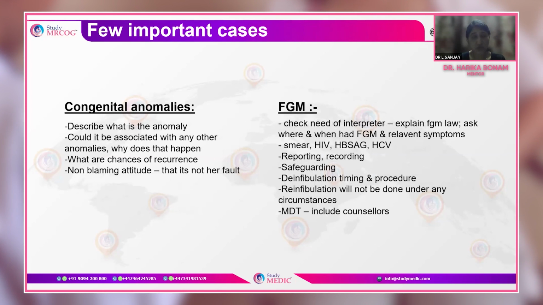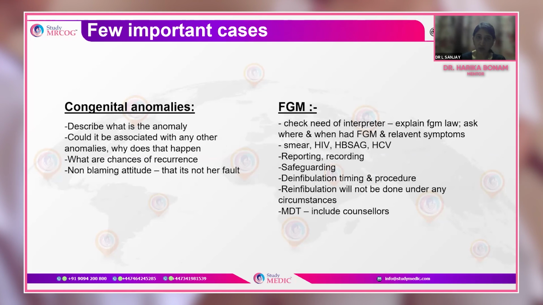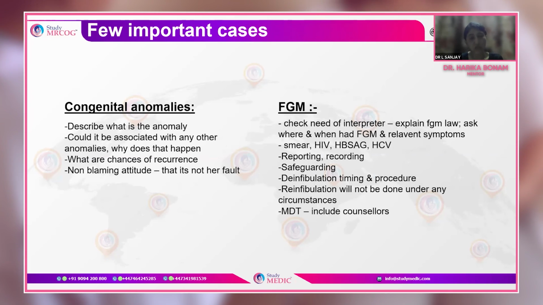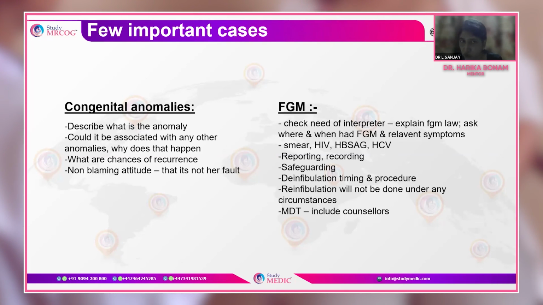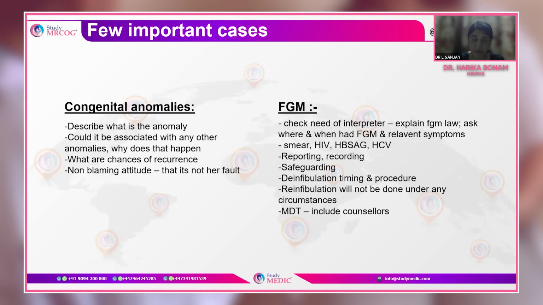Then it comes to congenital anomalies. Usually they give you either a congenital anomaly or a soft marker like an intracardiac echogenic focus or an echogenic bowel or something like that. Then you have to describe exactly what it is to the woman, tell what it could be associated with, and if there are any possibilities of associated anomalies, you have to talk to them. Most of the time, also cover the chances of recurrence. And if it is not something harmful, you can reassure.